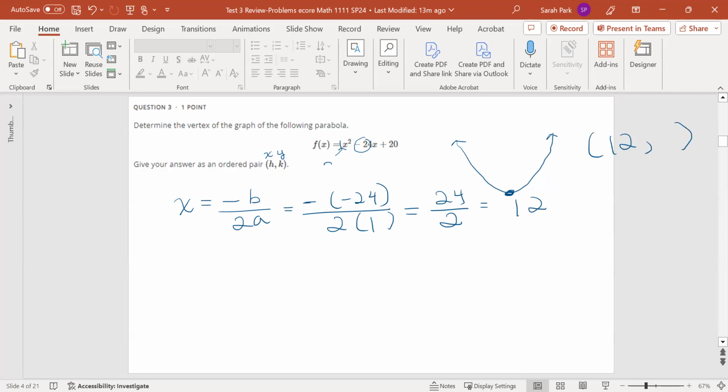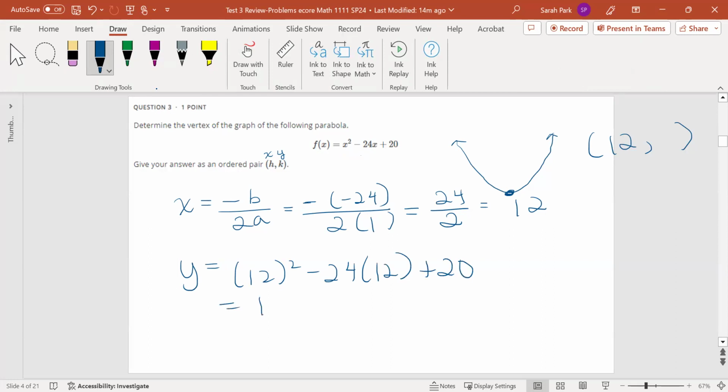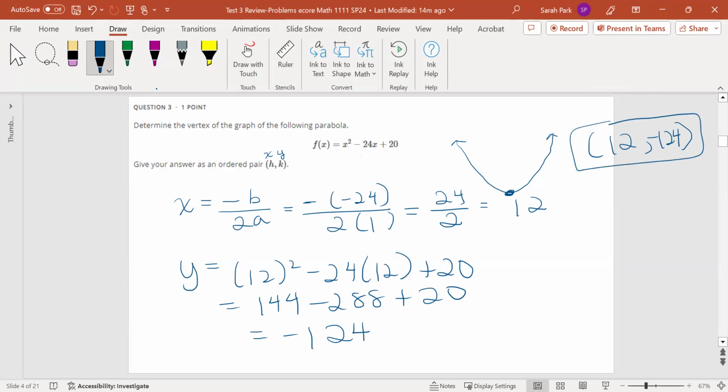And to find the y value, we just plug it into the function that's given. And so we plug in 12 squared minus 24 times 12 plus 20, and that'll give us 144 minus 288 plus 20, which gives us negative 124. And so the vertex is 12 comma negative 124.